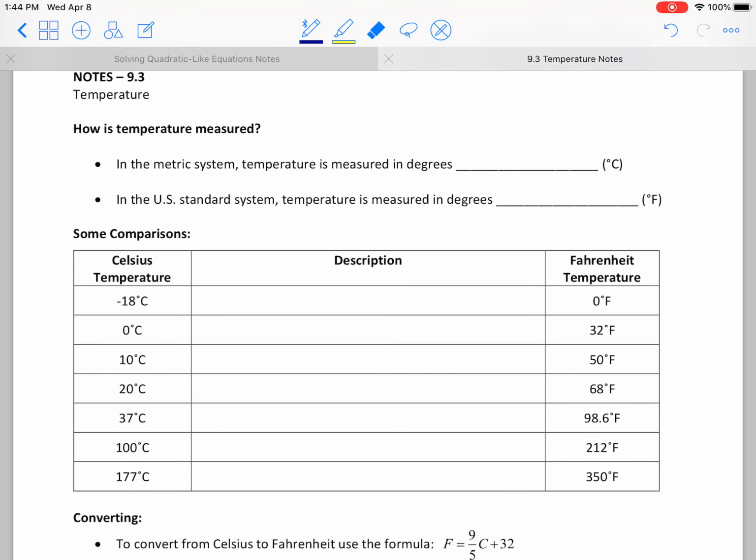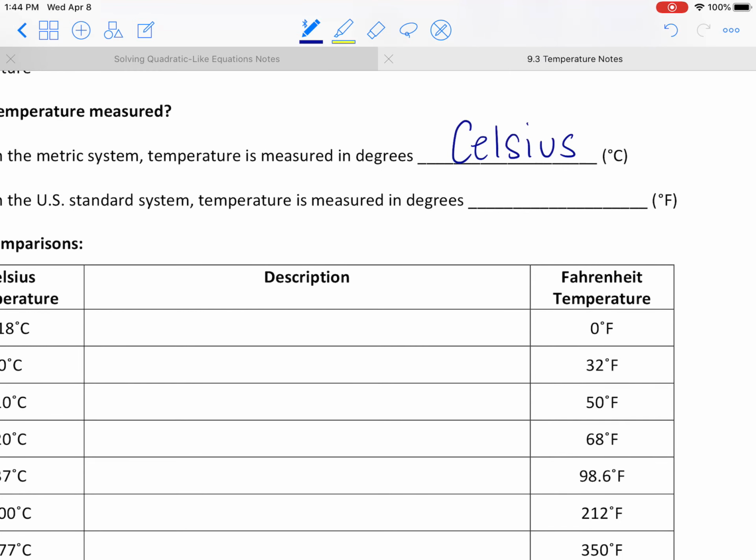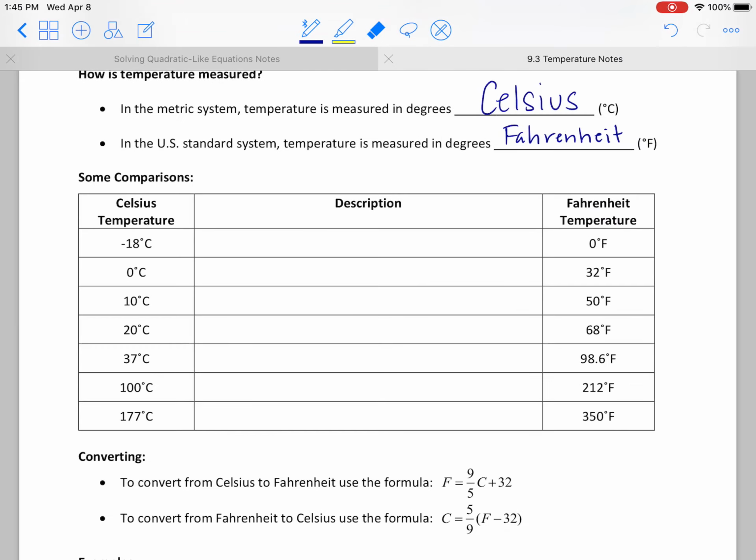In the metric system, and I've talked to you before about temperature, it's measured in degrees Celsius. Okay, so degrees Celsius with the little symbol here. And then if we're measuring in our standard or English or US customary system, lots of ways to say that, but here in the United States, we measure temperature in degrees Fahrenheit. So the degrees F, the little symbol there, is for degrees Fahrenheit.